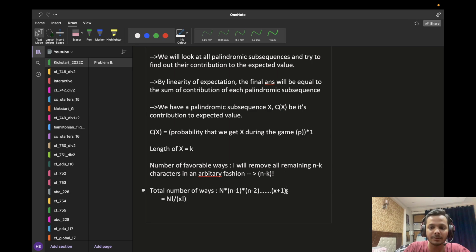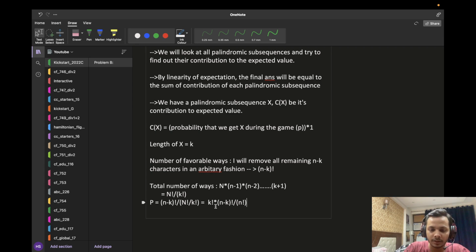You can clearly see this expression is nothing but n factorial divided by x factorial, and so the probability is nothing but the number of favorable ways divided by the total number of ways. So probability becomes n minus k factorial divided by n factorial upon x factorial, which simplifies to n factorial upon k factorial, sorry, so this should be k. So this is nothing but k factorial times n minus k factorial divided by n factorial. This is the expression of the probability that we get a particular palindromic subsequence x of length equal to k.